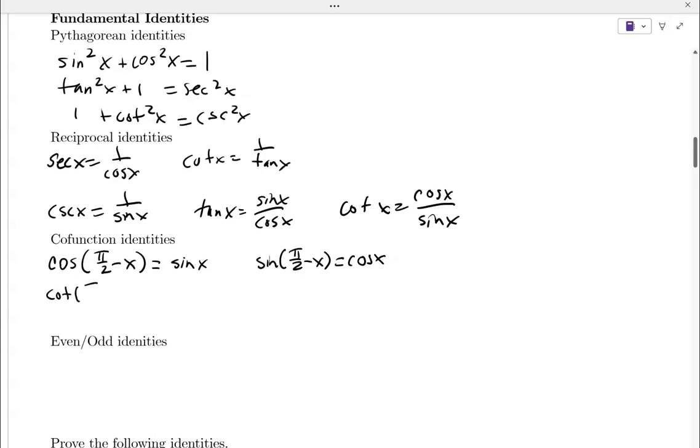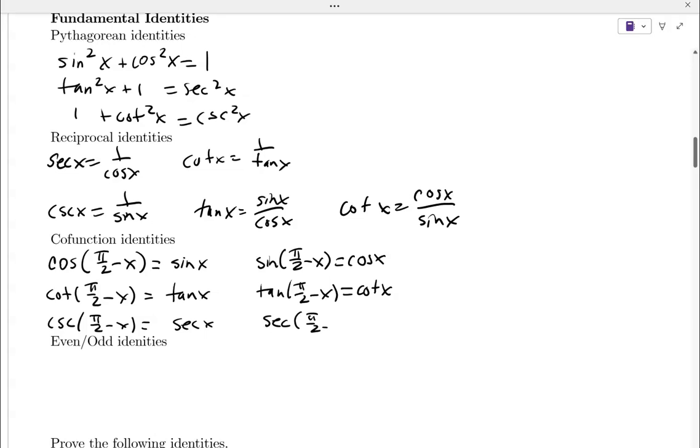Likewise, if you have cotangent of pi over 2 minus x, what's that going to equal? Tangent, good. Those are the cofunctions, and then vice versa as well. Cosecant of pi over 2 minus x will be secant. Good. And then vice versa as well.